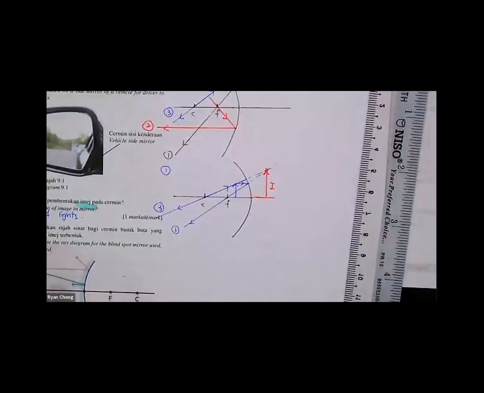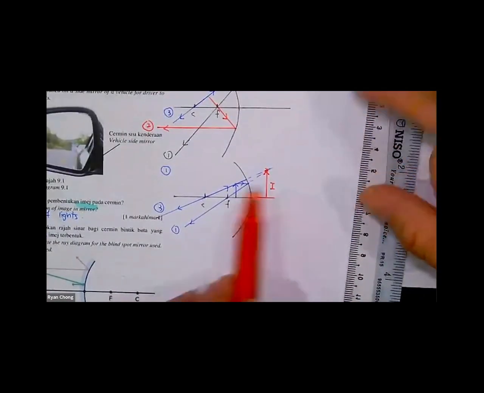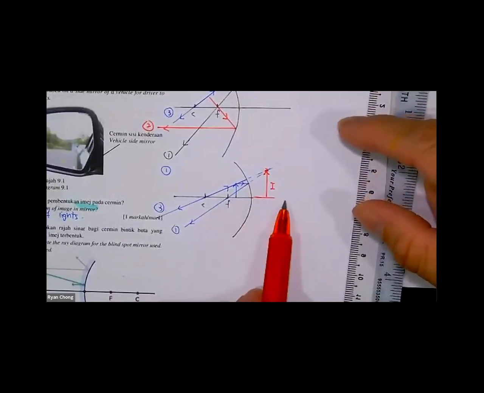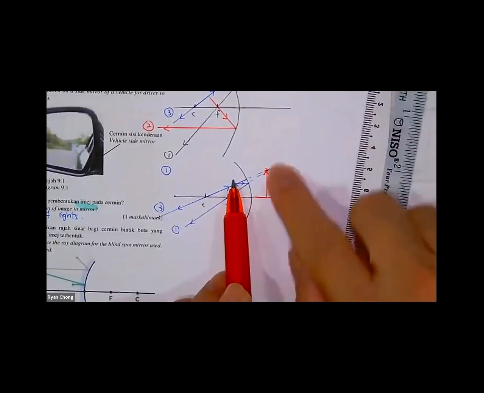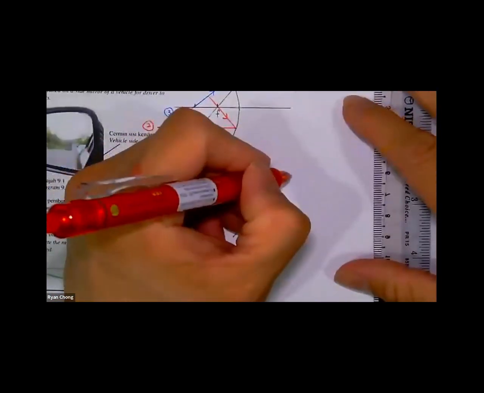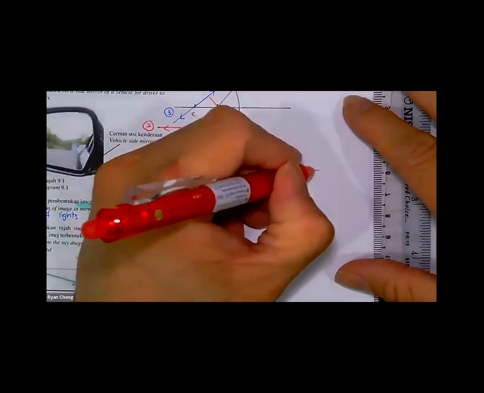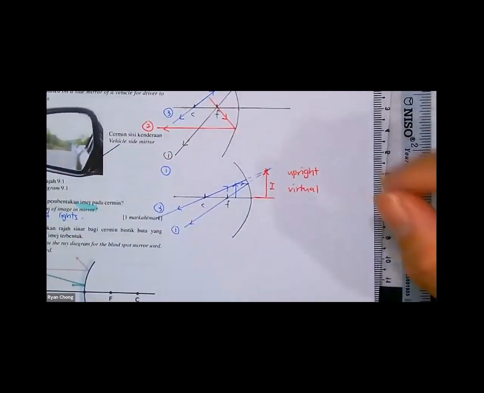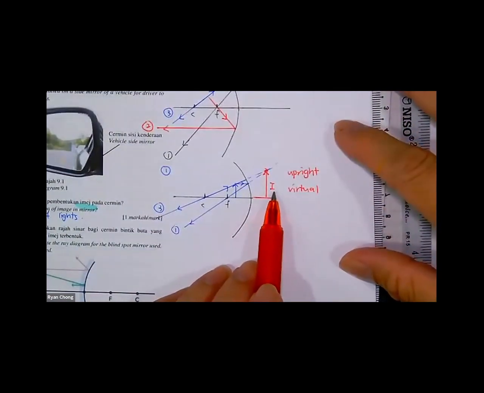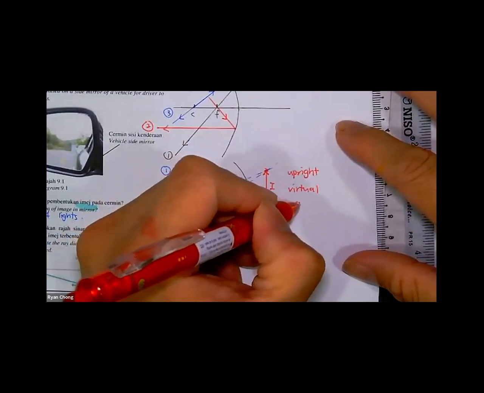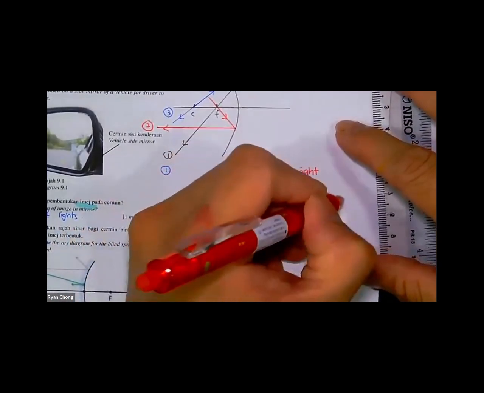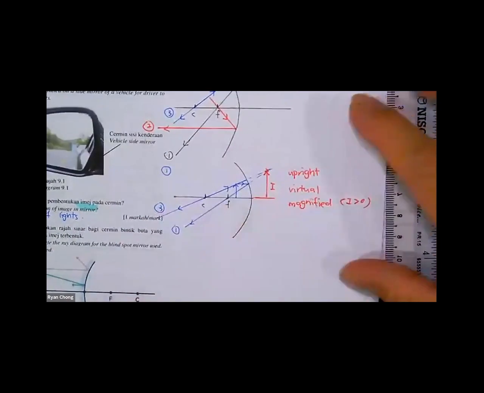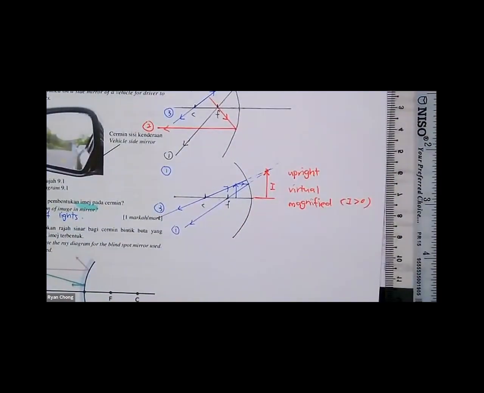Now, how do we determine the characteristics? First of all, this is called upright, because the arrow points up and the image also points up. An upright image always comes together with a virtual image. Upright is confirmed virtual. Then you compare image and object. This is magnified because your image is larger than the object. So upright always comes with virtual.